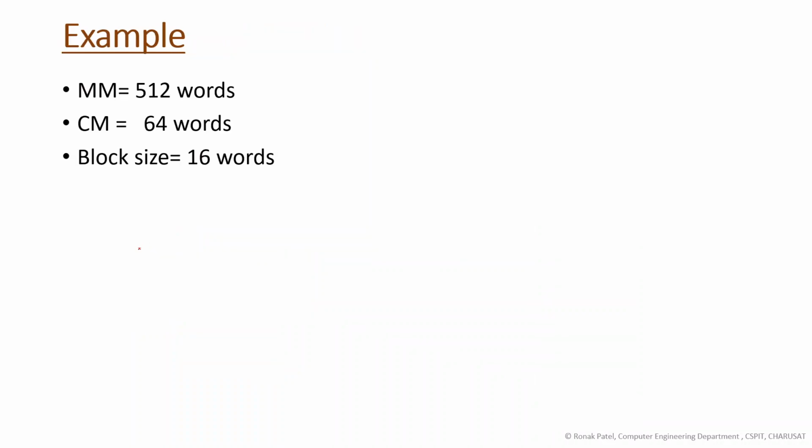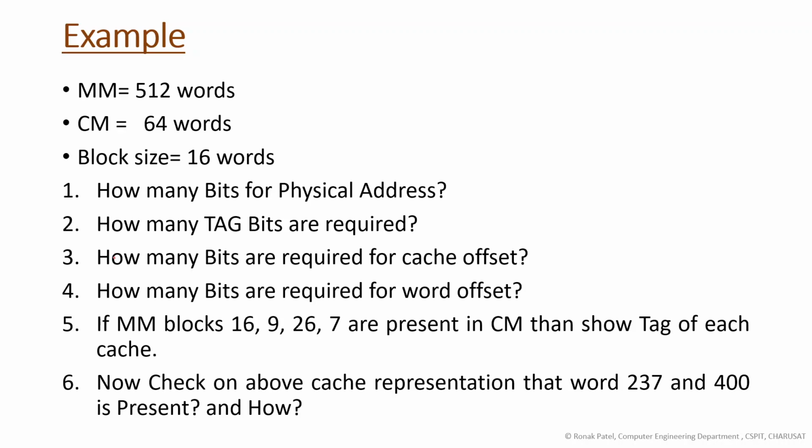The same example that I gave in the previous video for direct mapping, you need to solve for associative mapping. In main memory you have 512 words. In your cache memory you have 64 words. Your block size is 16 words. You need to give the answers for this.